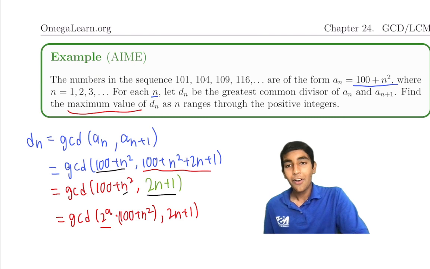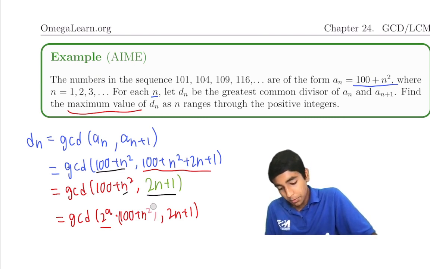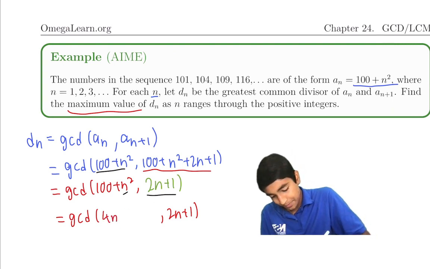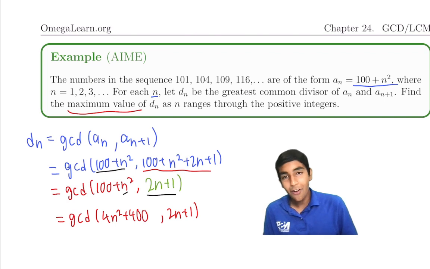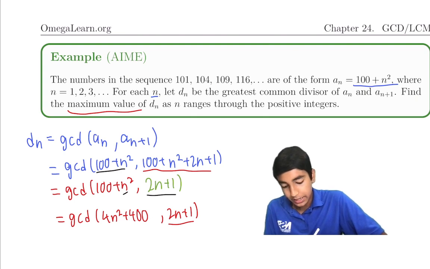So here's a clever trick you can actually do. You can actually multiply this whole thing by 4. Yes, 4. Now why 4? Because now it's very easy to just subtract multiples of 2n plus 1 very easily.